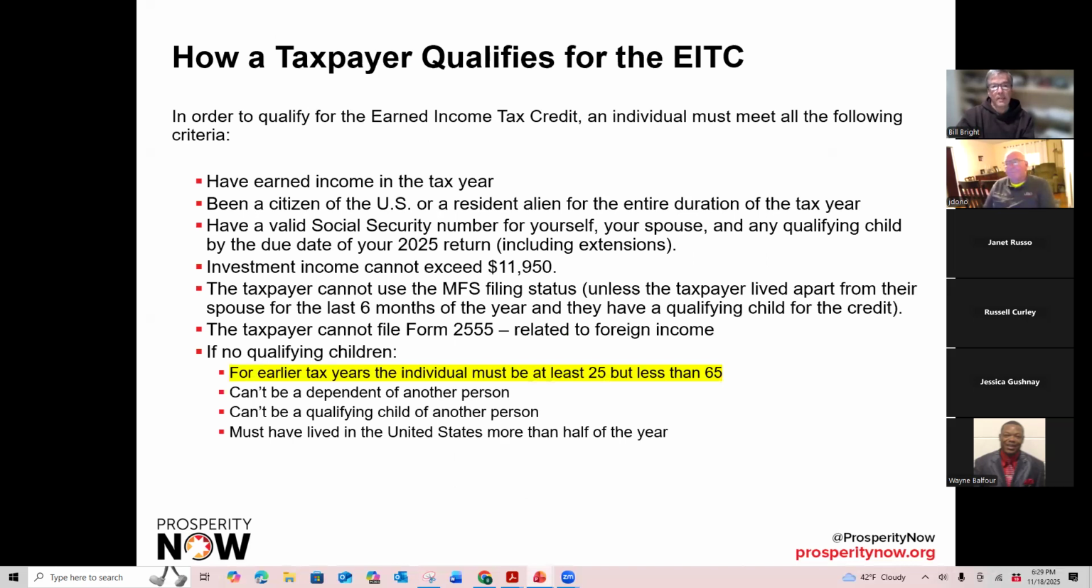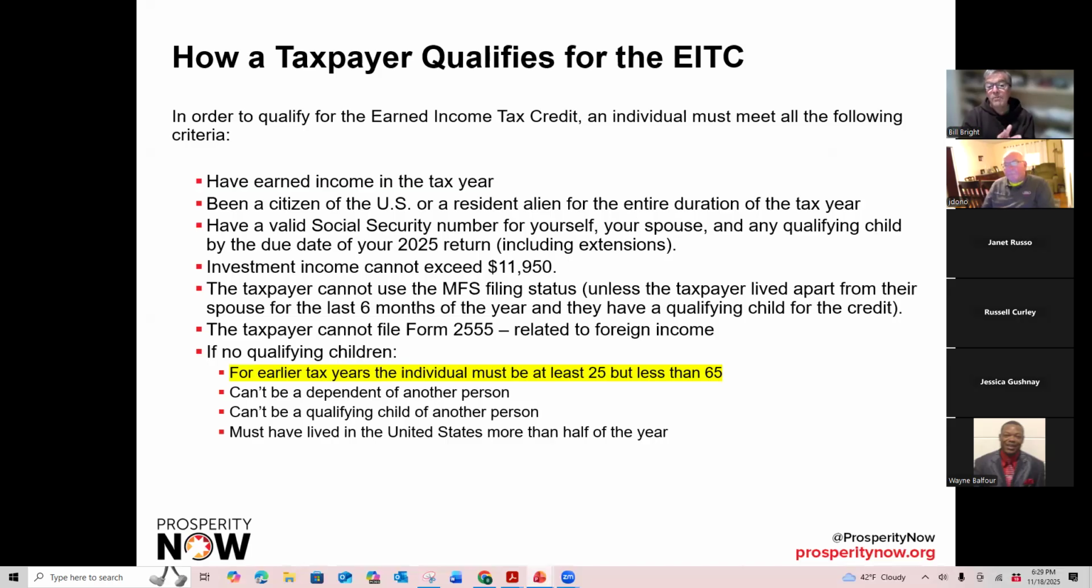How do you qualify? You have to have earned income, be a U.S. citizen, and have a valid social security number. Investment income must be less than 12 grand, which is always not an issue with our folks. You can't file married filing separate. There can't be any foreign income. And for earlier years, the individual must be at least 25 but less than 65. Actually, that's what it is now. During COVID, that kind of went away because a lot of people were in a situation, and they sort of opened up the age qualifications, if you will.